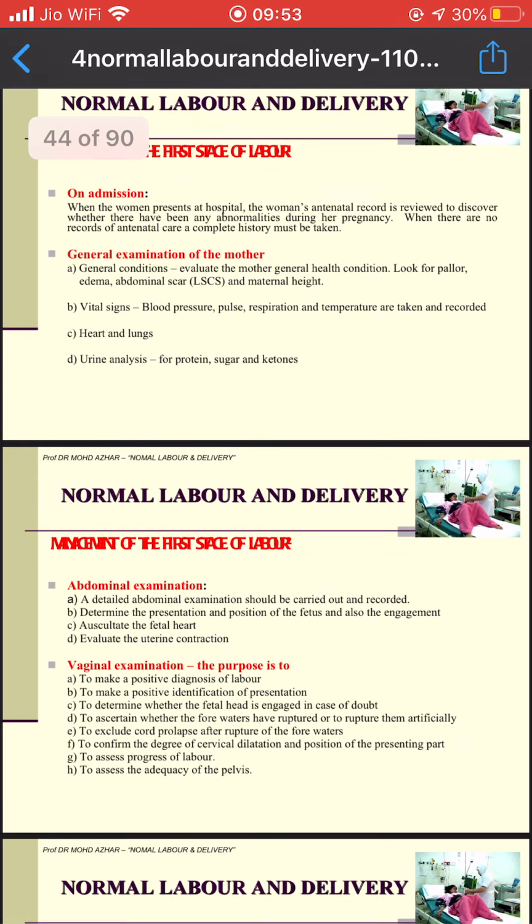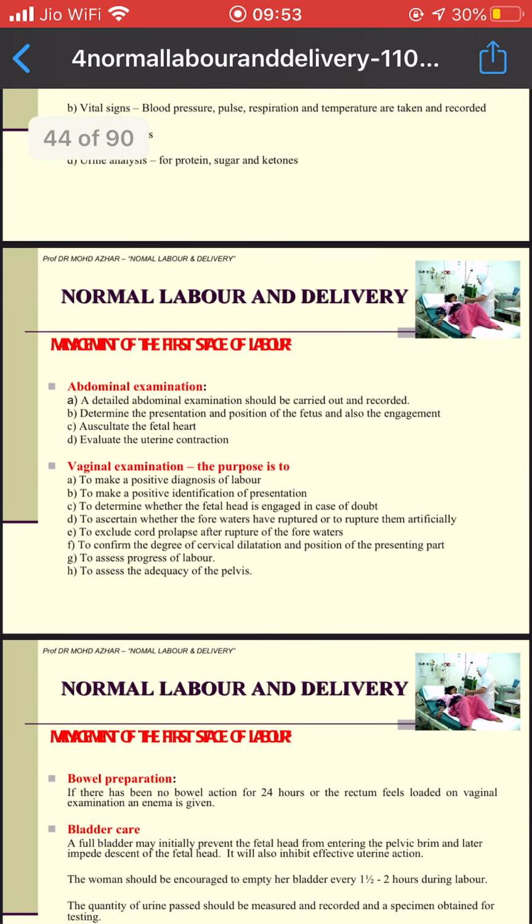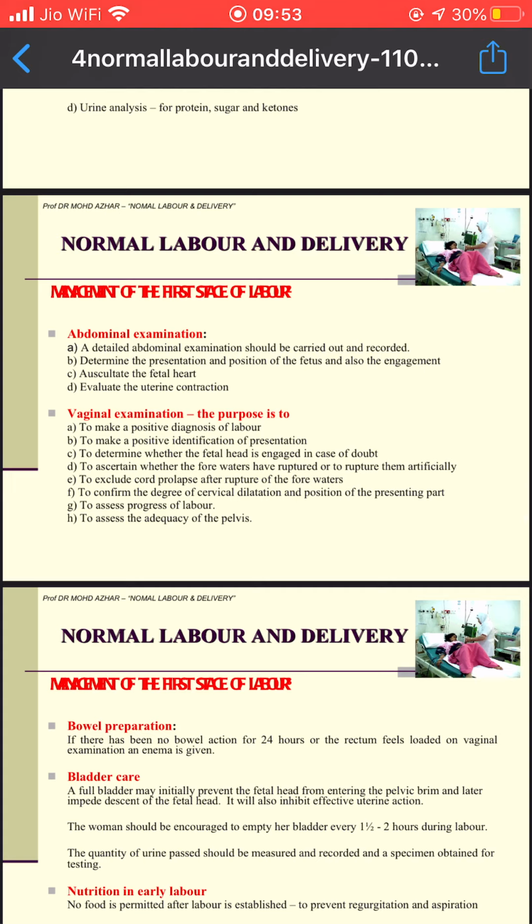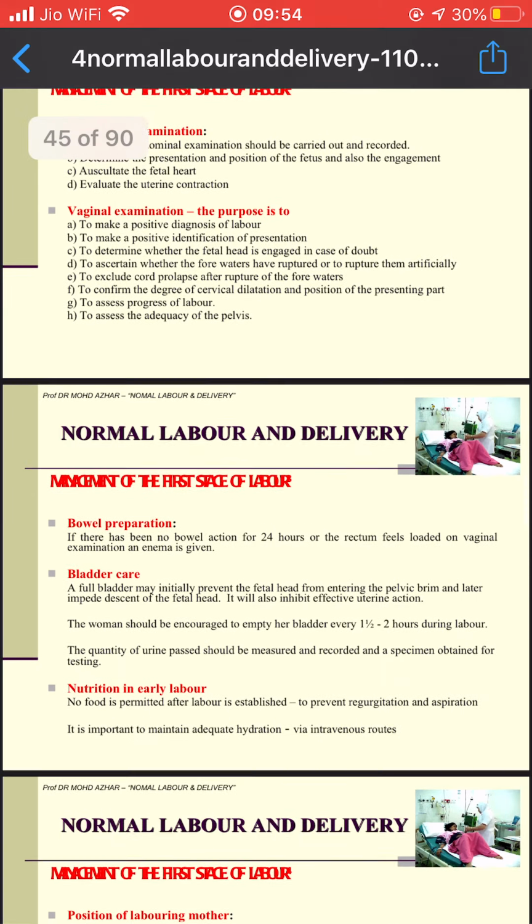Vaginal examination. Now, you go for the internal examination. This is done to make the diagnosis of labor, identify the presentation, check if the fetal head is engaged, and check the status of the membranes, whether they have ruptured or not, to rule out cord prolapse if there is spontaneous rupture of the membranes, to confirm the degree of dilatation and the position of the presenting part, to check for the progress of labor, and to assess the pelvic adequacy and rule out CPD.